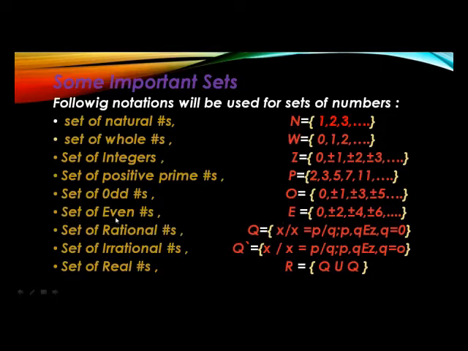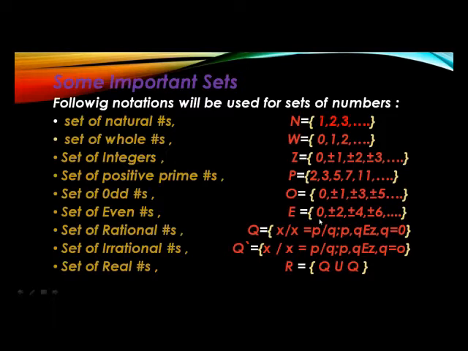Even numbers are those which can be divided by 2 exactly. For even, we use capital E, and the numbers will be written 2, 4, 6. As the numbers are given with plus and minus signs, that's why we write 0. Keep in mind its position is central.